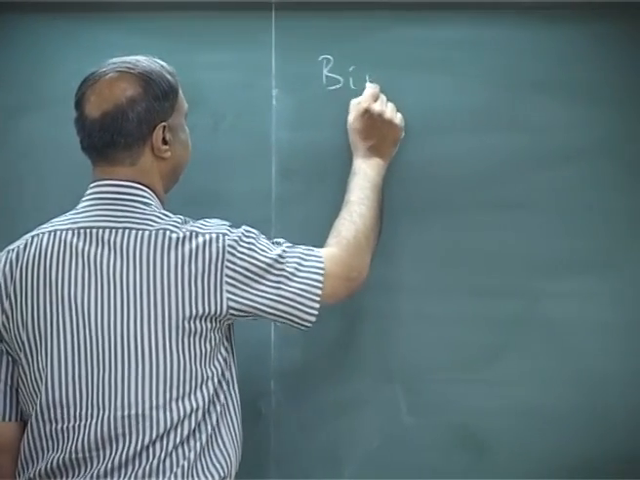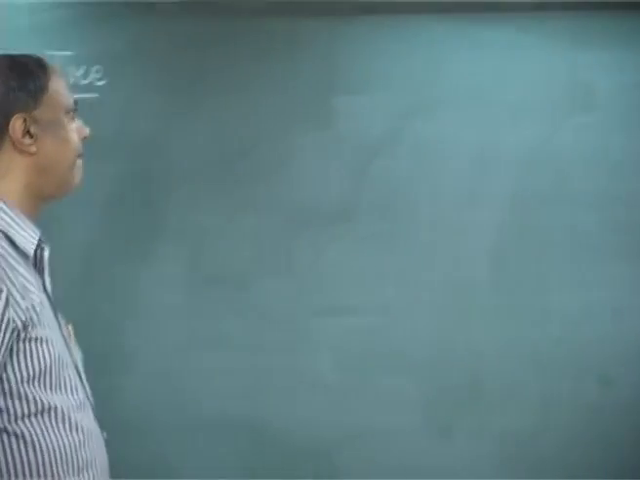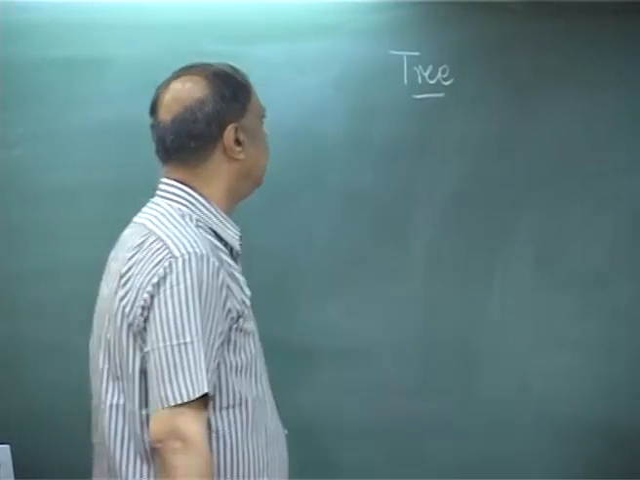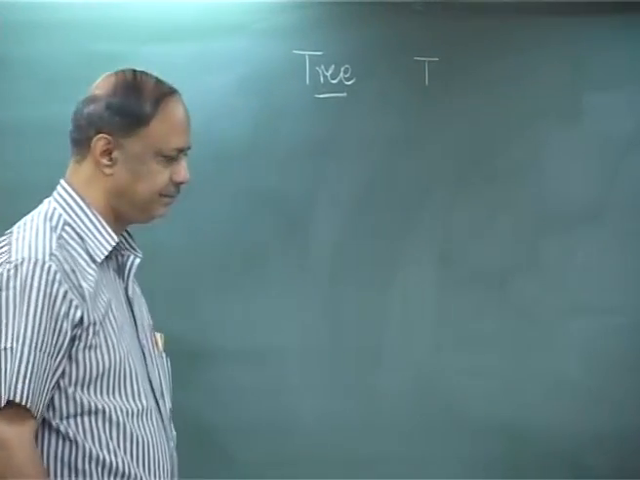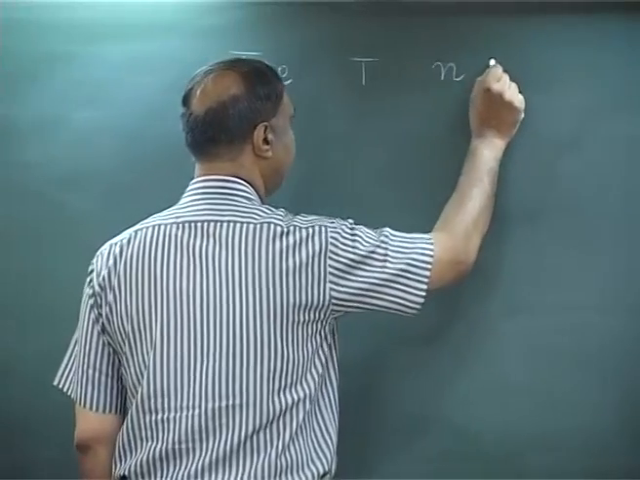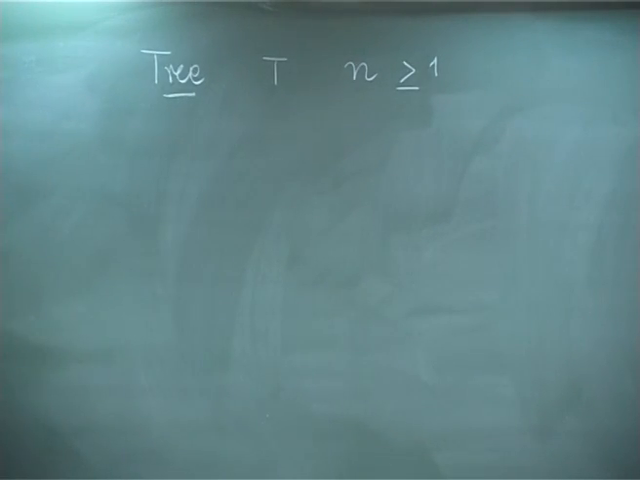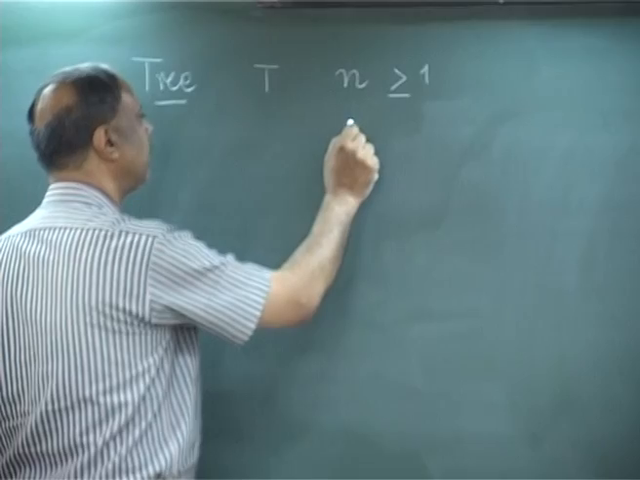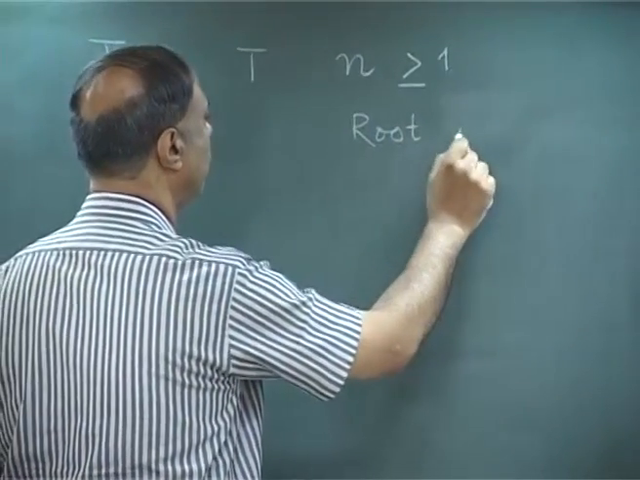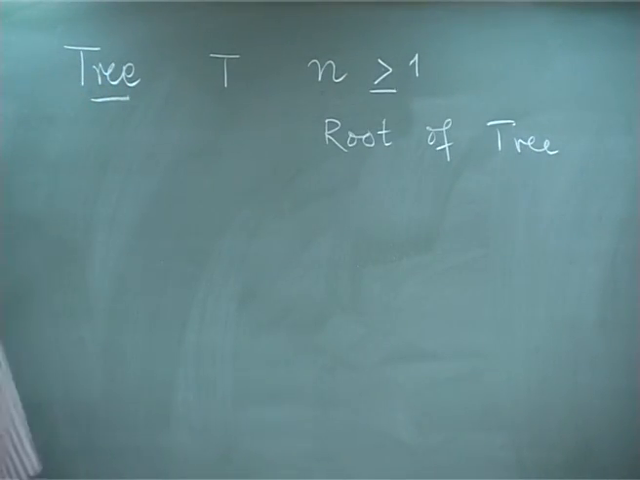You have used, or you know, the term tree. What is tree? The next terminology we'll be discussing is the binary tree. A tree contains n nodes, where n is at least one node, and one node is known as the root of the tree. This is a specially designated node, which is known as the root of the tree.